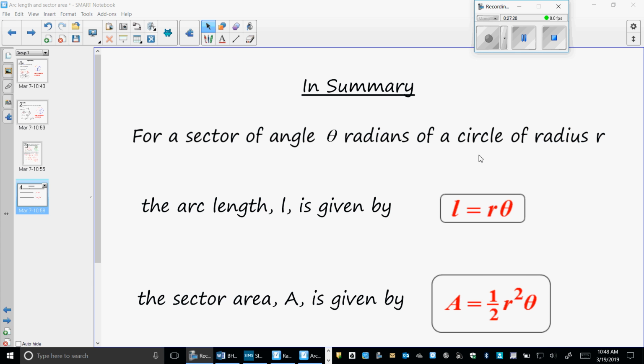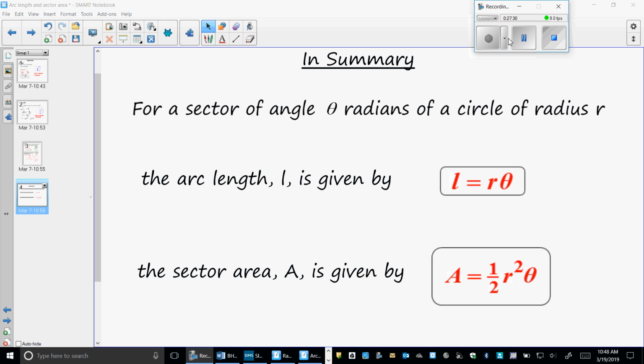So the back page is a summary. These are the formulae that you're given and tricks and tips.